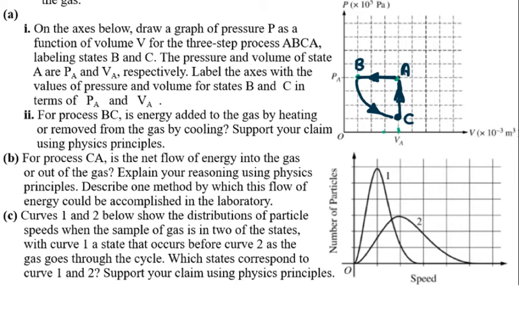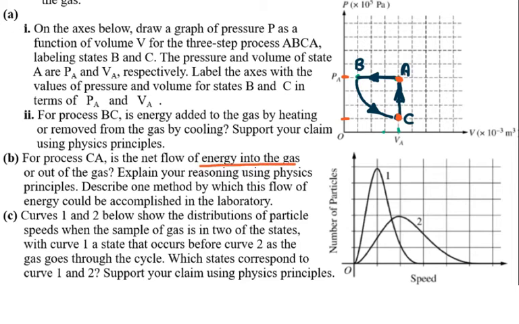So if you look at CA, you see that the pressure is increasing between C and A, but the volume is not changing. If the volume is not changing and the pressure is increasing, the only way to do that is by adding energy into the system, by adding heat into the system. So the answer for B, for the process CA, is the net flow of energy into the gas or out of the gas? The answer would be into the gas.